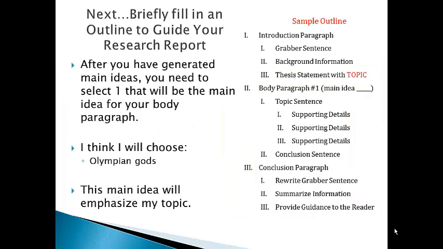After I've generated my main ideas, I select one. I'm going to choose Olympian gods. The reason is that as I was doing my research about Greek mythology, I was very interested in the information that was presented for the Olympian gods. So I'll take Olympian gods and put it in my outline where it says main idea, because this whole body paragraph is going to be about Olympian gods related to my topic.